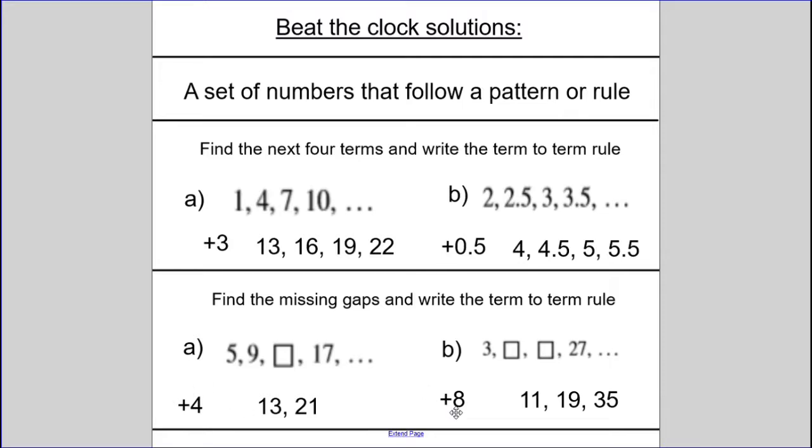For the second part, you were asked to find the missing gaps and the term-to-term rule. If you got these two questions correct, then you would have mastered an F3 and an F4 type of question. Particularly if you got the last question correct, this is an example of how you could have demonstrated resilience, as it is a very difficult question. You were asked to find 3 gaps and you were not given enough information to find it. And that is going to be the end of today's lesson.